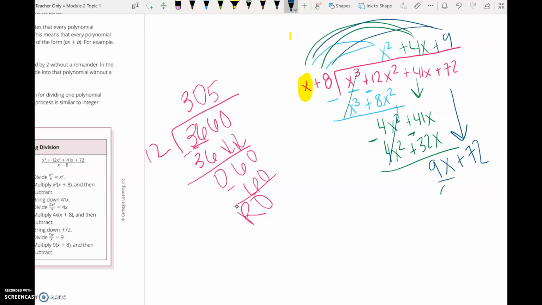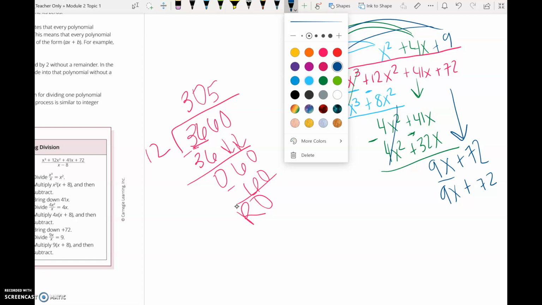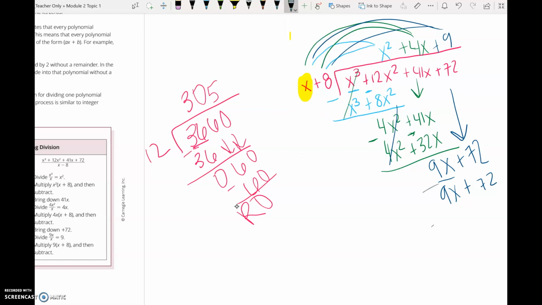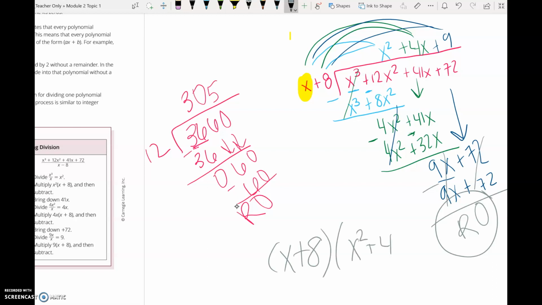9 times x is 9x. 9 times 8 is 72. When I subtract these, everything's going to cancel, and I have a remainder of 0. That's what I want, okay? I already said x plus 8 was going to be a 0, so I should get a remainder of 0. But what this tells me is if I took x plus 8 and I multiplied it by x squared plus 4x plus 9, I would get x cubed plus 12x squared plus 41x plus 72.